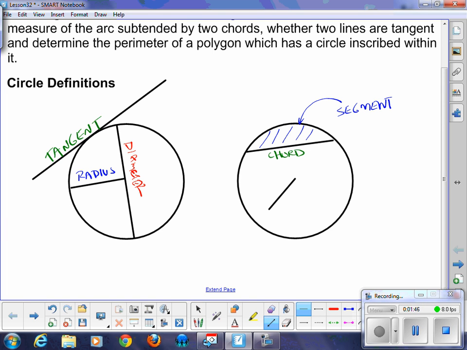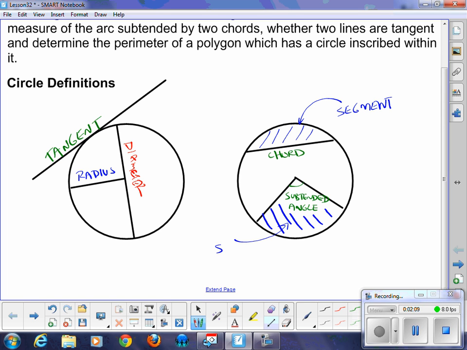And if we draw in two radiuses, it gives us a whole bunch of definitions here. I'll do one at a time. This angle right here is our subtended angle, I guess I'll use that word. My colored in blue region, that's our sector. And finally, the outer edge of the circle that extends from here to here is what we call our arc length.